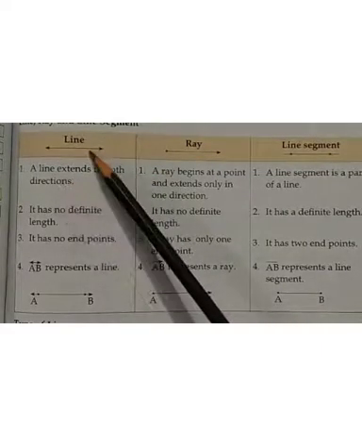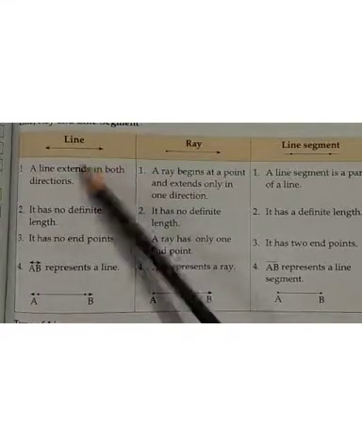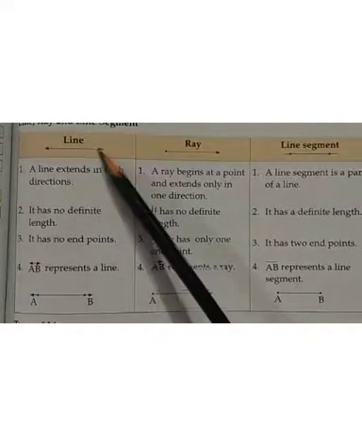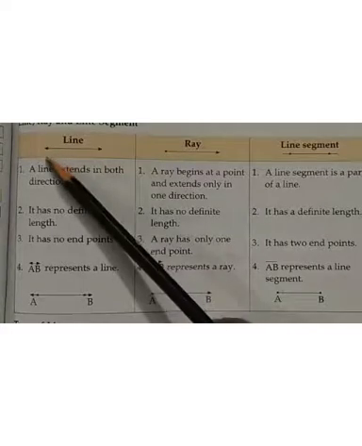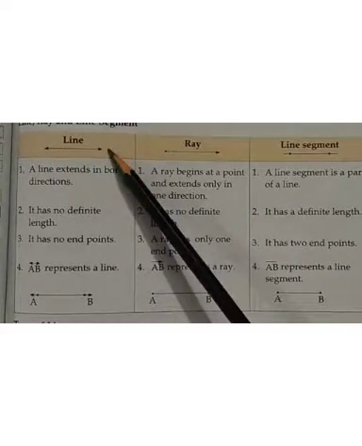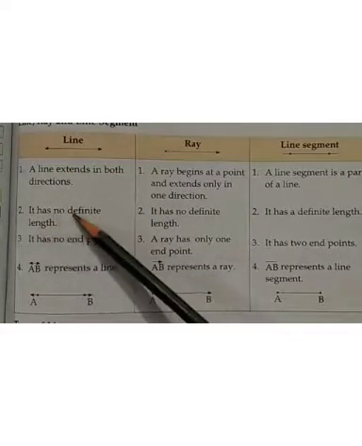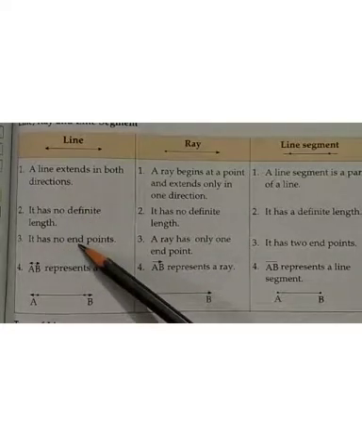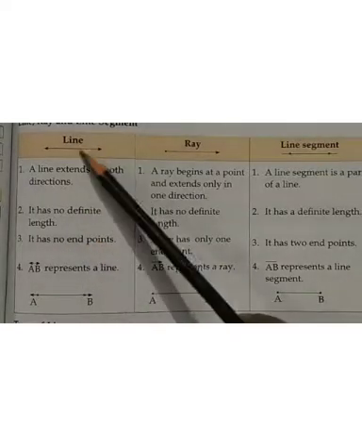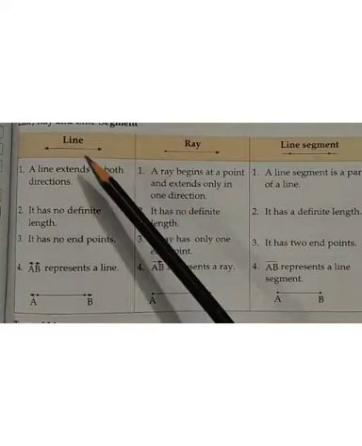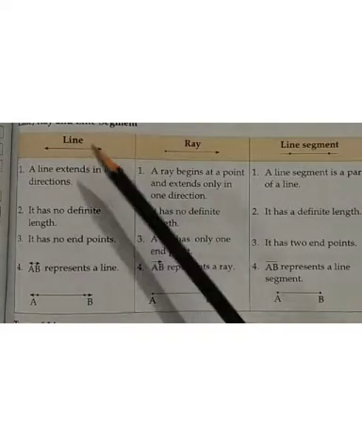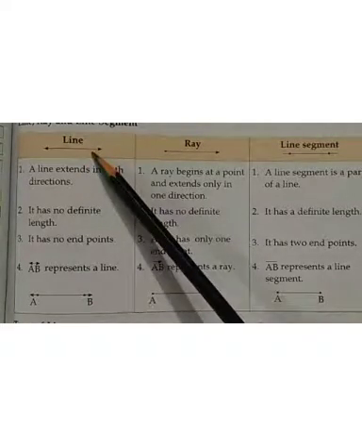First is the line. Do you know what a line is? A line extends in both directions. It has no definite length. It has no end point. A line is extended in both directions, with no definite length and no end points.